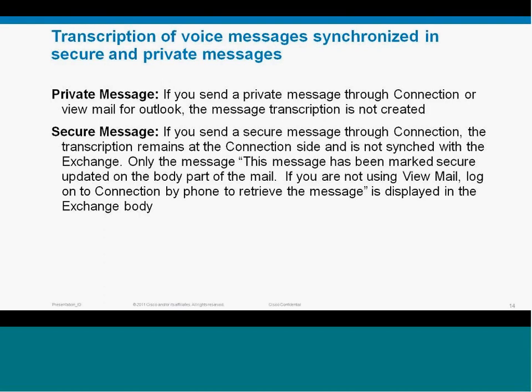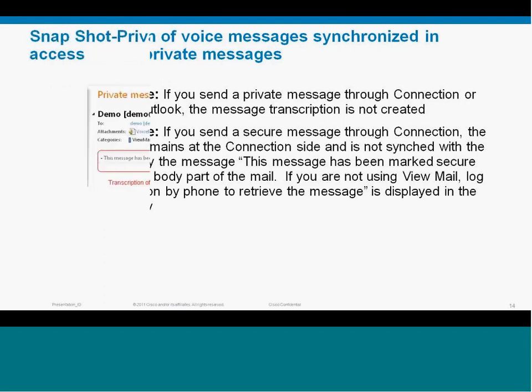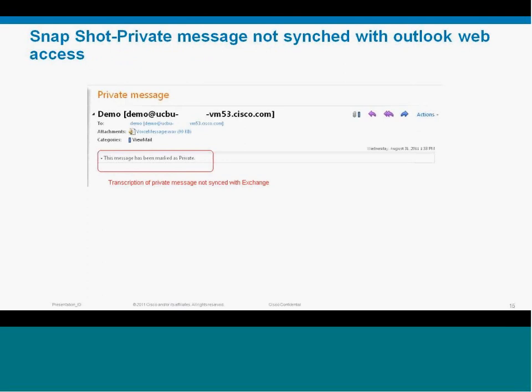If you are not using Gmail, log on to Connection by phone to retrieve the message is displayed in the Exchange body. So if you see here, in the snapshot, the private message is not synced with Outlook Web Access. Here we can see this message has been marked secure, and no status message or transcription is updated in the body part of the mail.